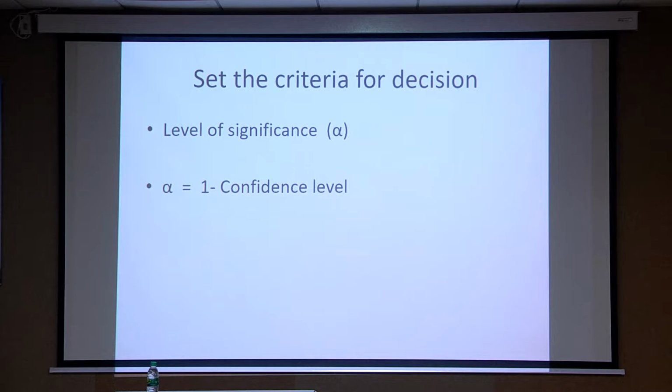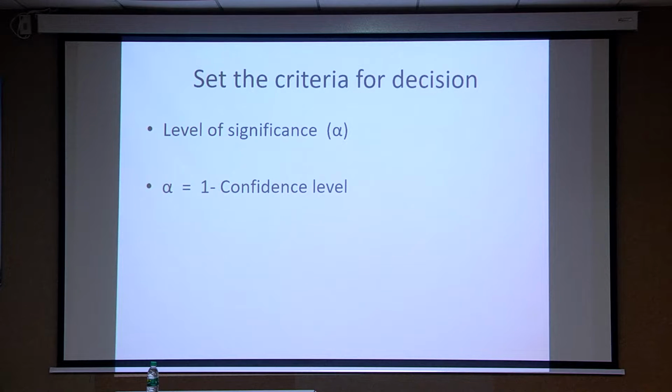Then set the criteria for decision. What criteria we have to set here is, when we do a research study, it's not that we always get 100% correct data, right? There are some chances to be incorrect also. So we have to keep in mind the 2 types of errors while doing research. One is the alpha error, also called type 1 error, and another is the beta error, also called type 2 error.